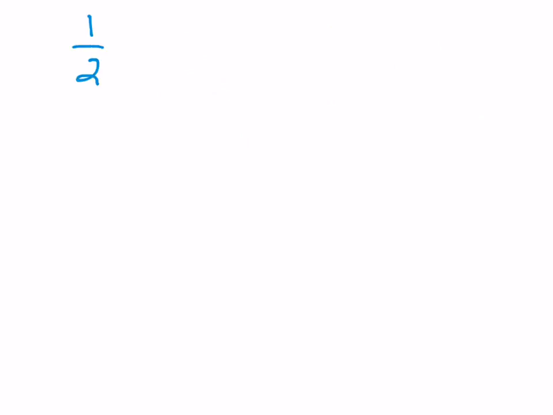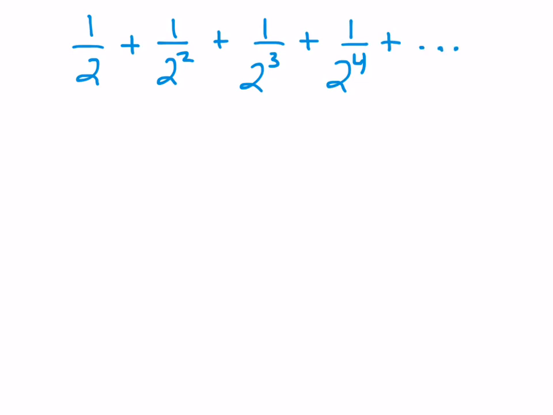Can we find the sum 1/2 plus 1 over 2 squared plus 1 over 2 cubed plus 1 over 2 to the 4th plus and so forth, all the way up to 1 over 2 to the 10th? All right, so I'm adding a whole list of fractions here. Now I want to focus on just steps 2 and 3 here.